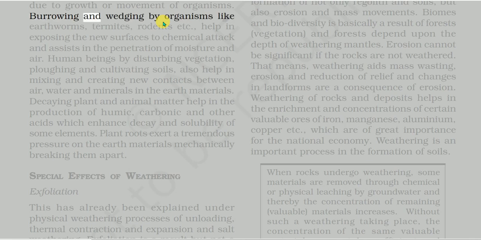Burrowing and wedging by organisms like earthworms, termites, rodents, etc. help in exposing the new surfaces to chemical attack and assists in the penetration of moisture and air. Human beings, by disturbing vegetation, plowing and cultivating soils, also help in mixing and creating new contacts between air, water and minerals in the earth materials. Decaying plant and animal matter help in the production of humic, carbonic and other acids which enhance decay and solubility of some elements. Plant roots exert a tremendous pressure on the earth materials, mechanically breaking them apart.